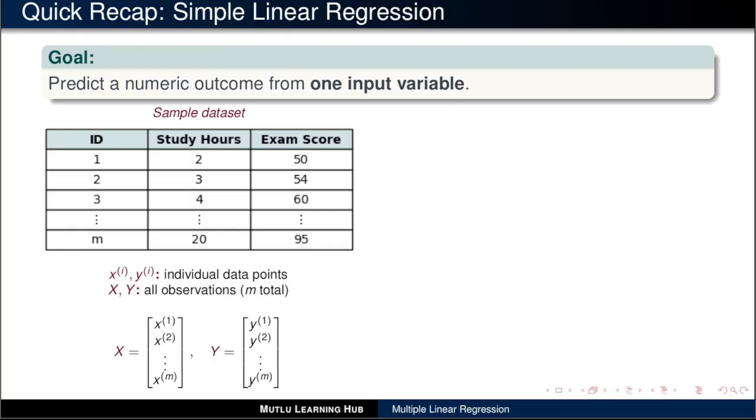In simple linear regression, our goal is to predict a numeric outcome from one input variable. Here is a small data set. Each observation here has one input x_i and one output y_i. Altogether, we collect m data points represented as column vectors x and y.